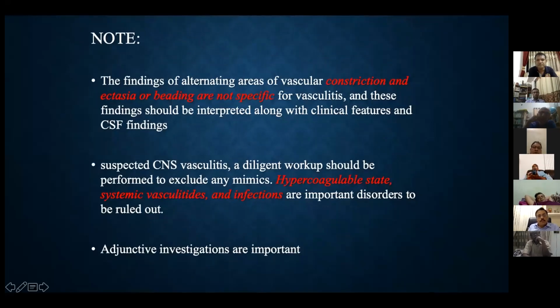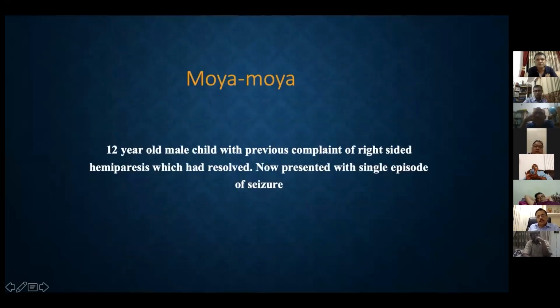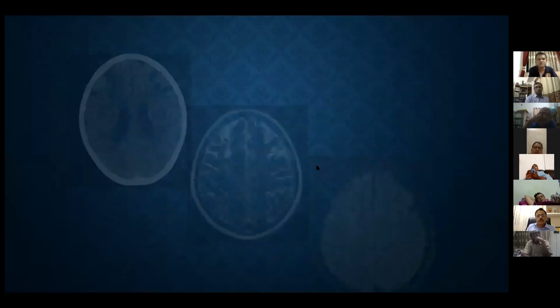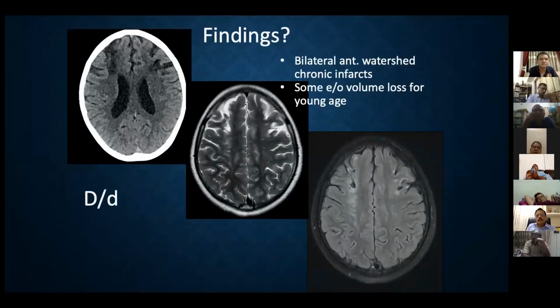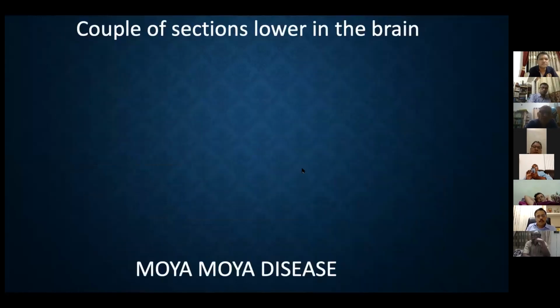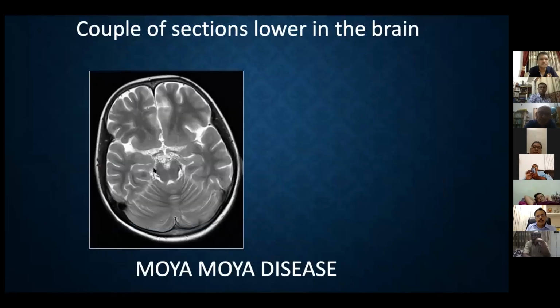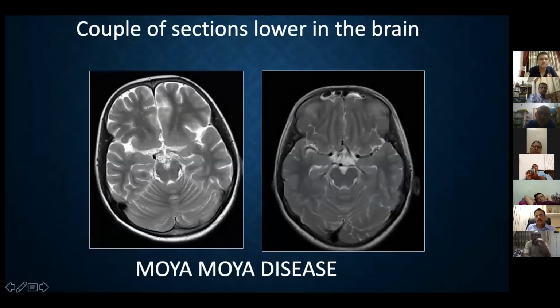Now coming to moyamoya, which is a separate disease. Classically, it usually presents in young patients with ischemic symptoms like this patient, and you can see multiple areas of infarction on MR. When you think about the differential diagnosis, the MR findings sometimes are diagnostic, but you can see there are a lot of small dilated vessels in the basal subarachnoid space and basal ganglia, which is very diagnostic.